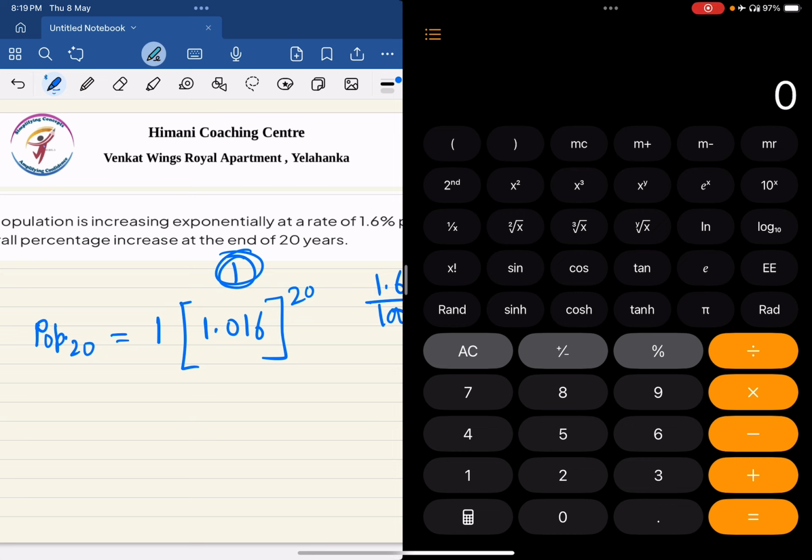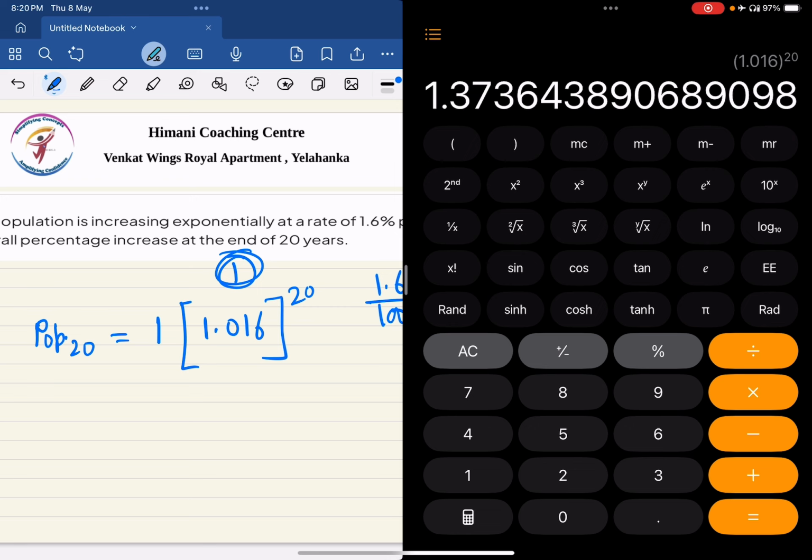So now let us figure this out. We are doing 1.016 to the power 20, and we are getting that the population after 20 years would be 1.3736. Okay, that means what? We are asked to find the overall percentage increase at the end of 20 years.